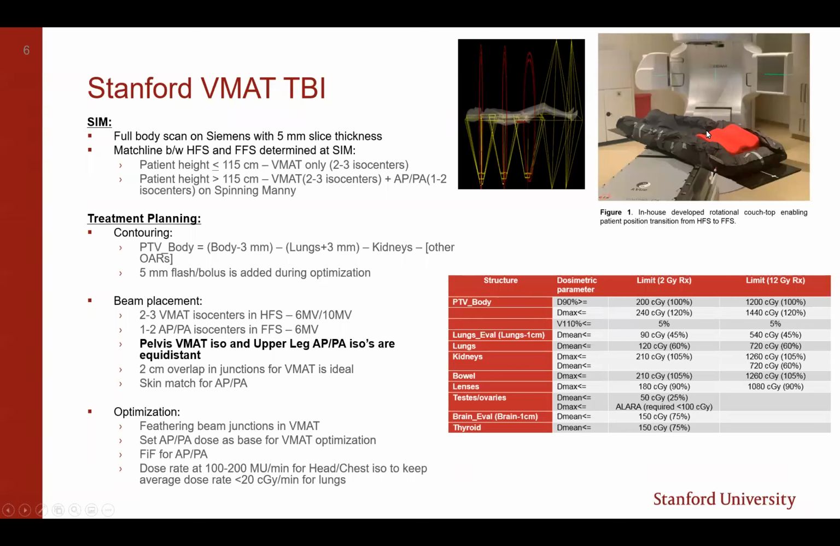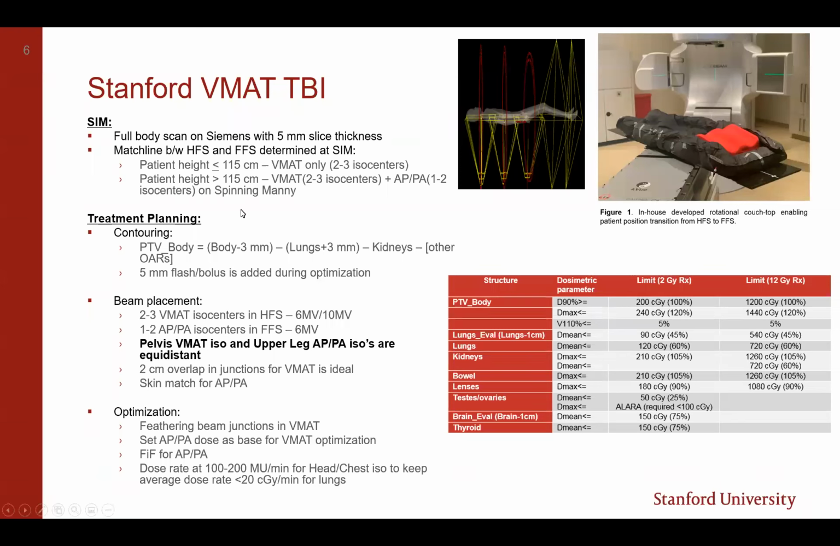And this couch sits on top of the regular Linac couch, and it has a pivot bolt on it. And we're able to rotate the patient around this pivot point, so we can easily treat both the superior portion of the patient and the inferior portion of the patient. So in this case, we would treat the superior portion of the patient, everything superior to that pivot point, with VMAT, and everything inferior to it with APPA.